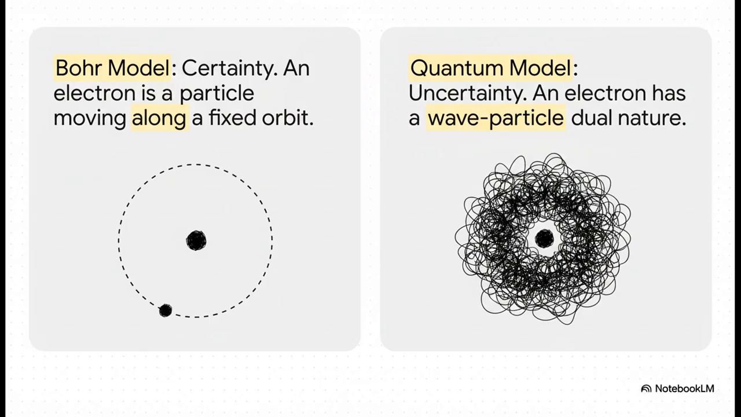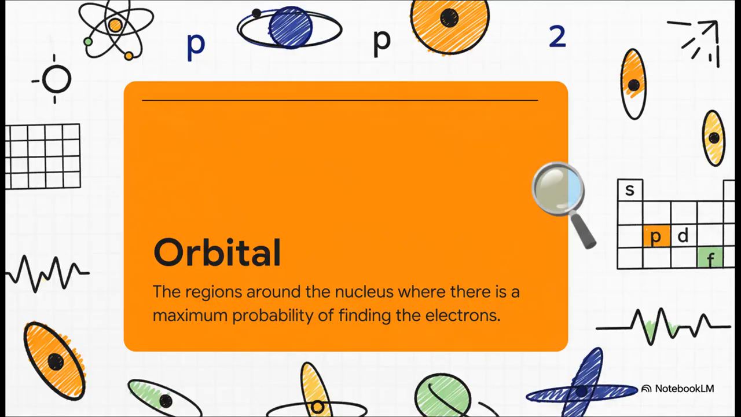In this new picture, an electron isn't just a tiny ball. It acts like both a particle and a wave. You can't actually know its exact position and speed at the same time. All you can talk about are these fuzzy regions of probability, these clouds where the electron is most likely to be found. So that means we have to throw out the old idea of an orbit. Instead, we get a new concept, and this is the key to everything, the orbital.